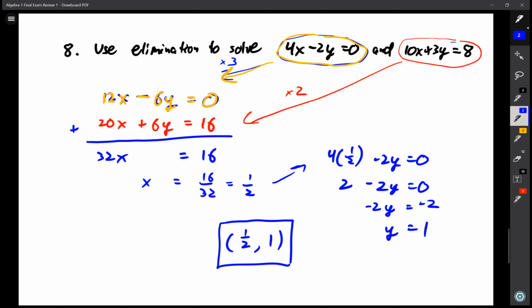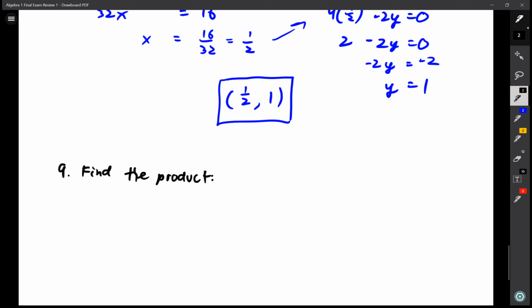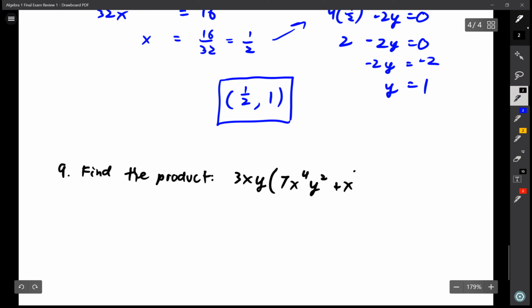That's number 8. Let's see what number 9 is. Oh, number 9, we are multiplying a monomial by a polynomial. Find the product. And what do we have? We have 3xy times 7x to the 4th y squared plus x cubed y minus 2y. Okay, so we just take this chunk by chunk.